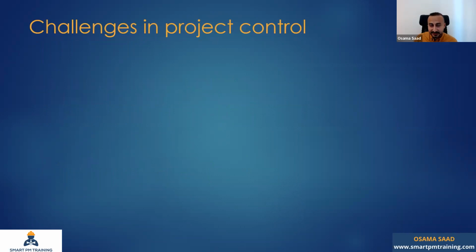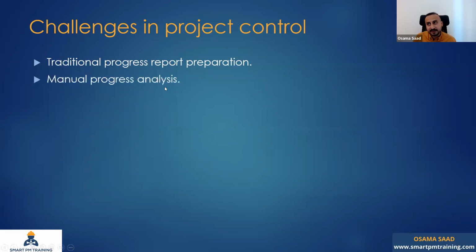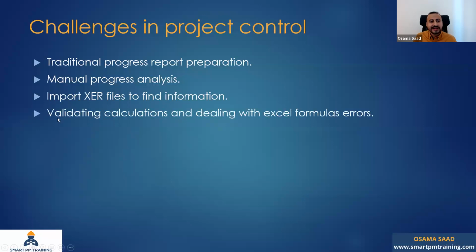Here are some challenges we have in project control. Traditional progress report preparation, in any project, with any nature: you look at the data, maybe copy some data into Excel, do some formulas, and that's it. That's how you monitor the performance. Then manual progress analysis. If you use a tool like Primavera, you set up filters, look at information, make sure everything is correct. Import XER files to find the information you need in your schedule update. Validating calculations and dealing with Excel formula errors happens all the time. When you have a report, you always want to check the calculations, make sure they are all set up properly and you don't have any Excel errors.